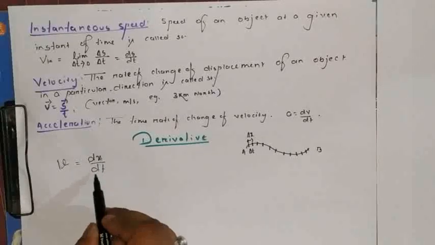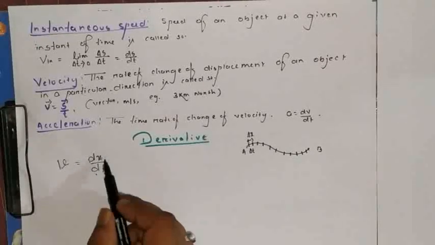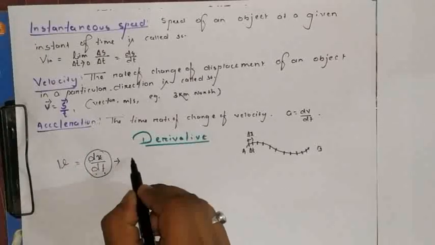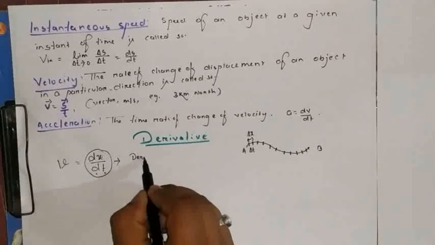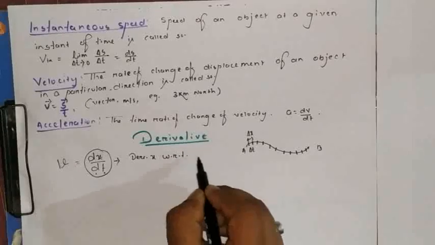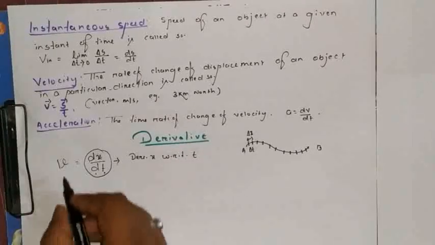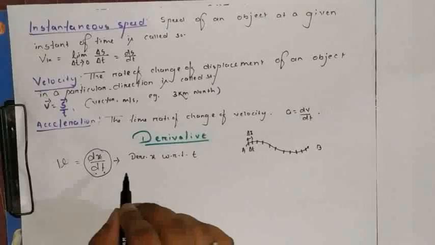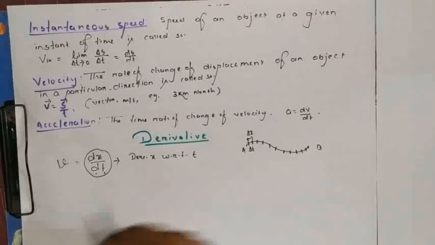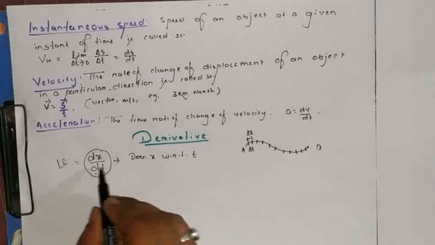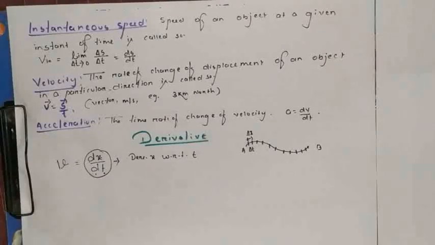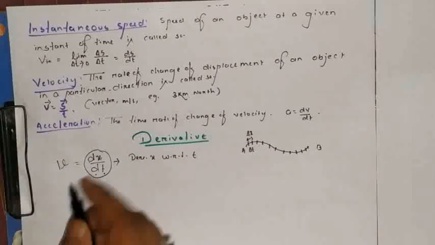Anything which varies with respect to another thing is known as a derivative. How can I read this? I'll write derivative of x with respect to t, which is speed. All the physical functions you will know in mathematics. For now, let us just know the formulas. Here x changes with respect to time t. What are the formulas? Let us know.